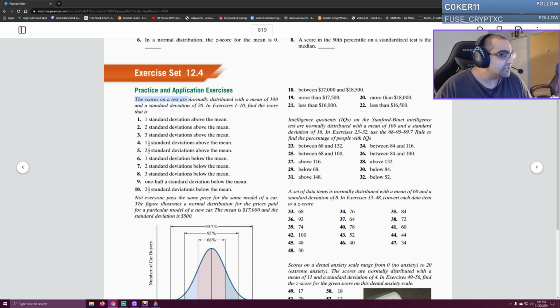It says the scores on a test are normally distributed with a mean of 100 and a standard deviation of 20. Let's start off with this one: we're going to find the score that is 1.5 standard deviations above the mean. Let's talk about how we can find that by hand. It's really not too hard.